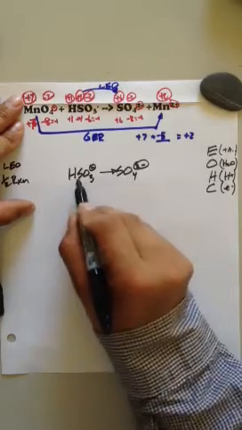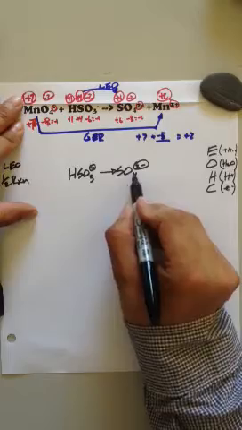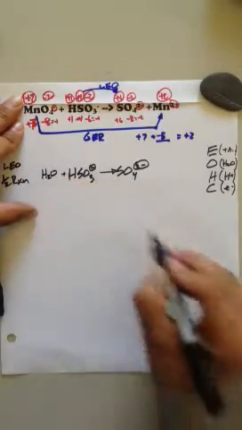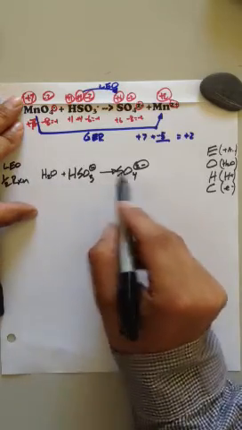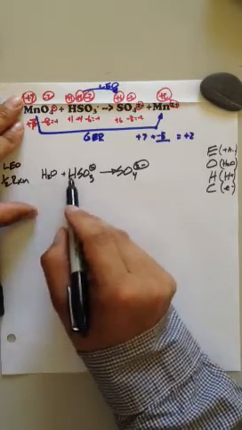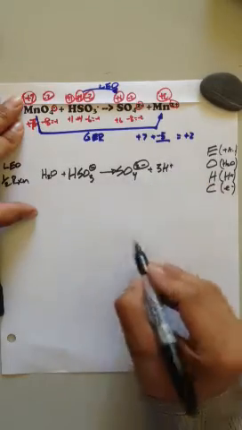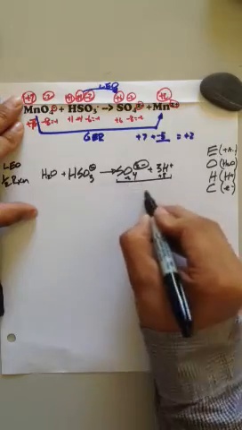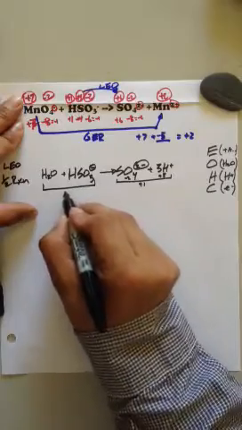Okay, good. Elements balanced except for hydrogens and oxygens. Now oxygens, we have 4 here, 3 here. We need 1 H2O. Now we have 4 oxygens here, 4 there. Hydrogens, 1, 2, 3 hydrogens. Over here we need to add 3 H+. Now let's do the charge. +3 and -2, that is equal to +1. Here you go. This is equal to -1.